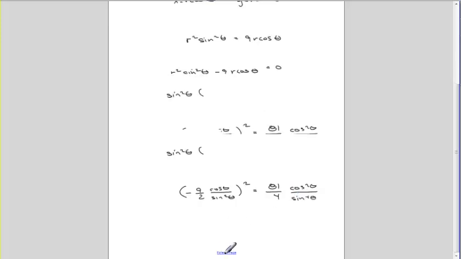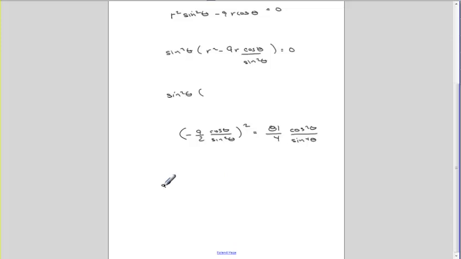I'm just trying to think if I'm missing something here. Okay, and then we'd square that. So what we would have is 81/4 cosine squared theta divided by the sine to the 4th of theta. And we add that to both sides. So we'd also have to multiply it by the sine. So let's not get too far ahead of ourselves here.